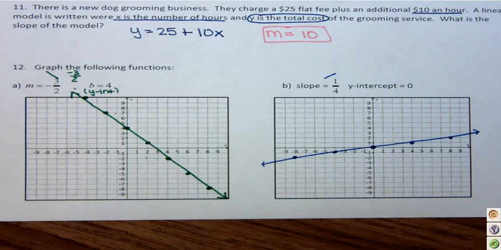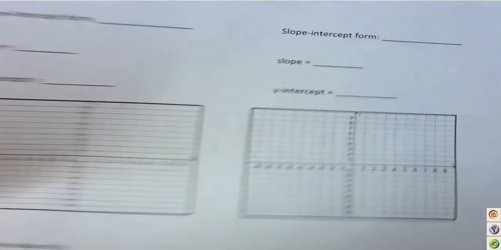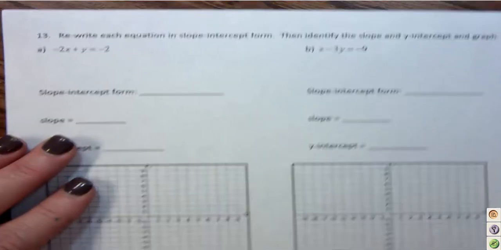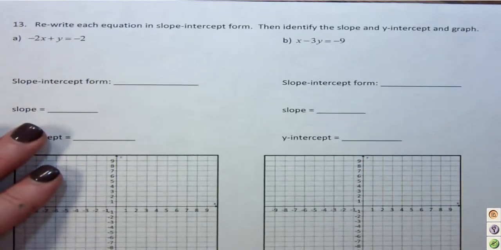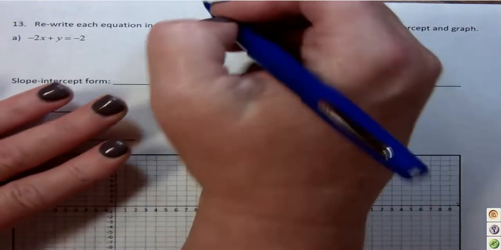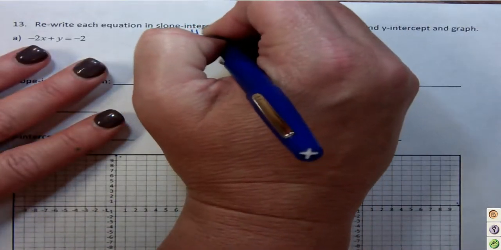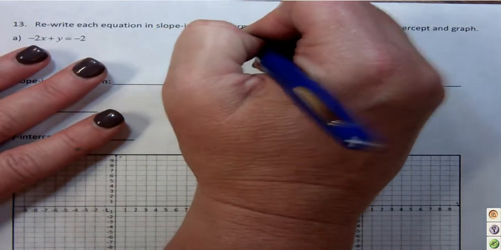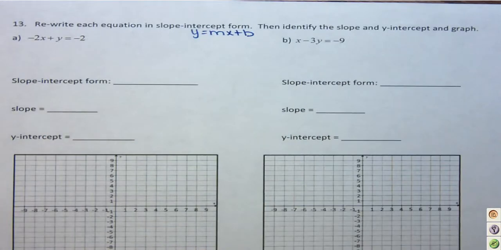Okay, we're getting close to the end, guys. Here we go. Number 13. It says rewrite each equation in slope-intercept form. Well, slope-intercept form is y equals mx plus b. So it means we need to solve these equations for y. Then it wants us to identify the slope and y-intercept and graph.